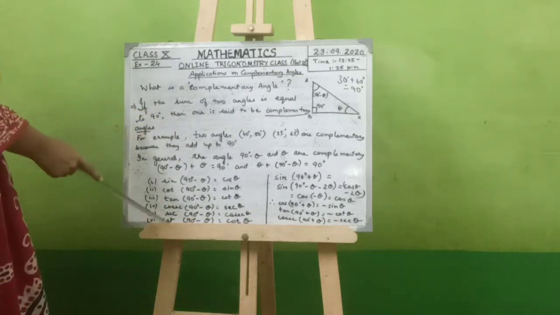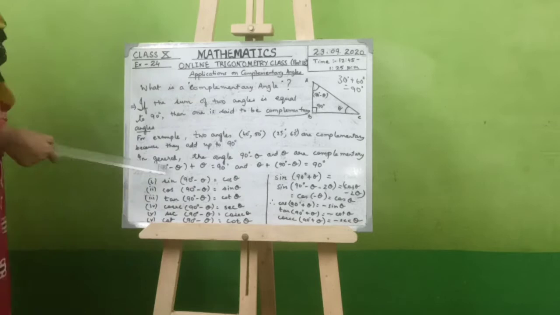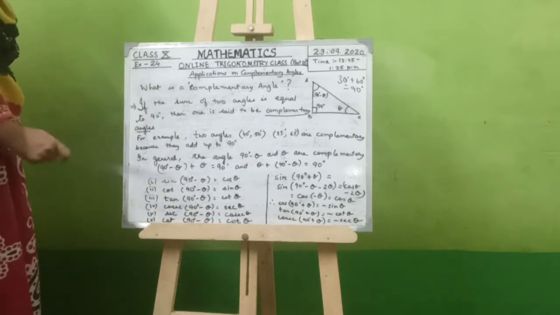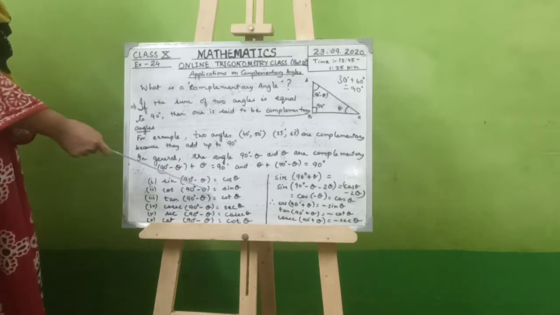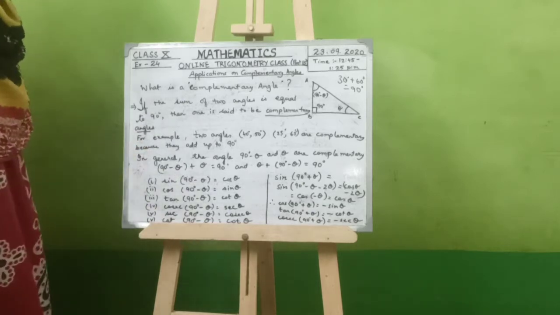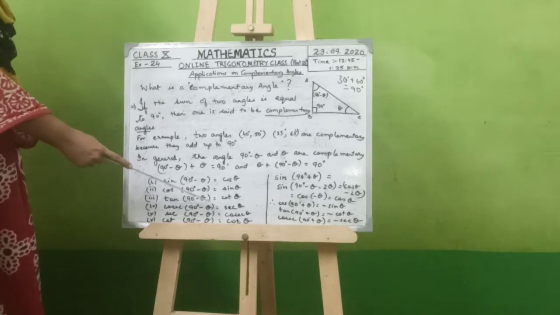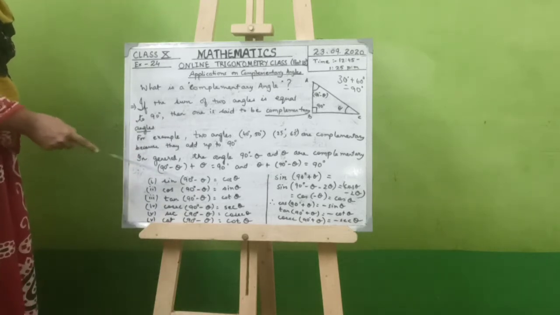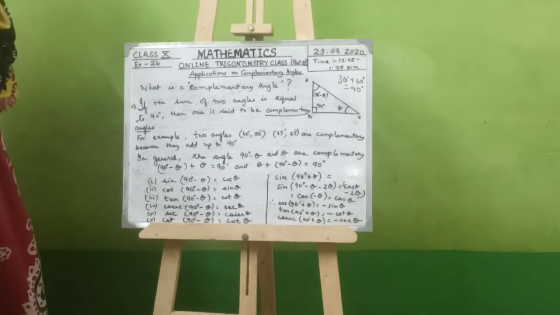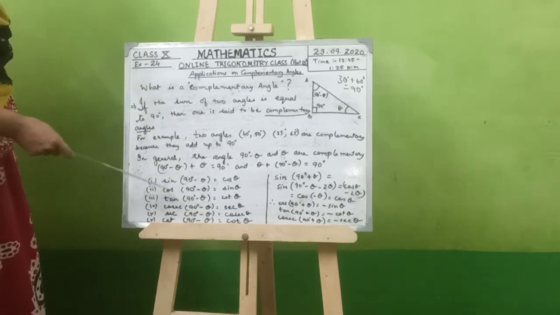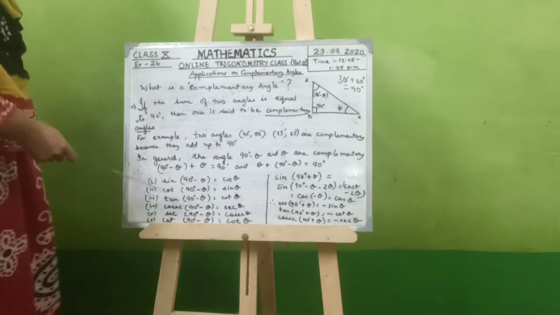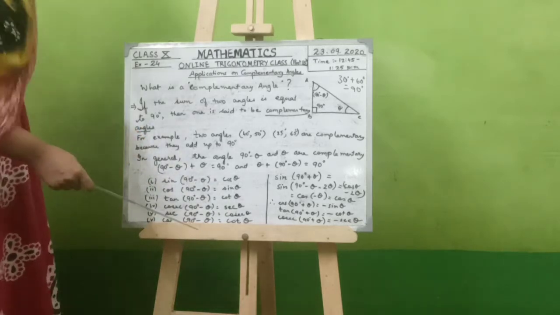Now you have to remember these things. Sine 90 minus theta is equal to cos theta. Memorize them. Cos 90 minus theta is equal to sine theta. Tan 90 minus theta is equal to cot theta. So you can see that sine 90 minus theta is cos theta. Just like sine, the next ratio is cos 90 minus theta. We know sine square theta plus cos square theta is equal to 1. So obviously cos 90 minus theta is equal to sine theta.